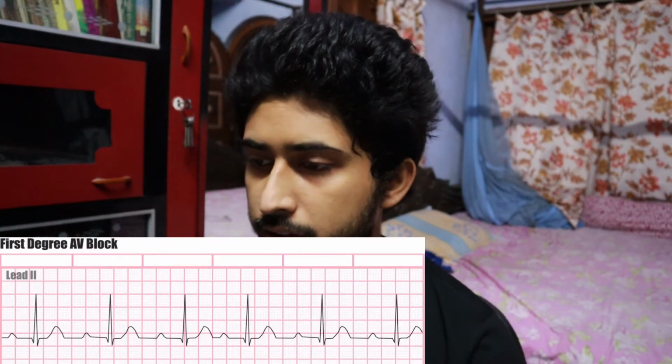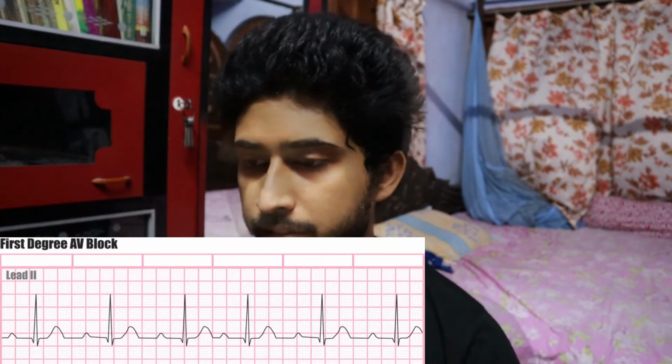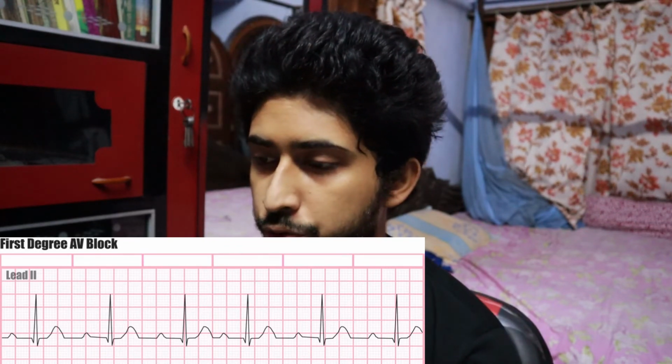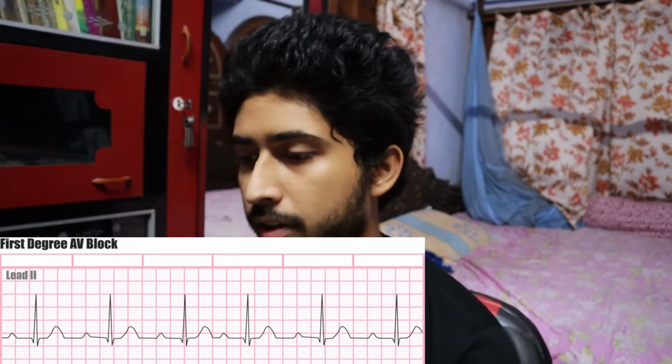Now let's just look at the AV blocks. I'll quickly show you the AV blocks. This is the first degree AV block. The PR interval is longer than usual, more than 5 small squares. So this is first degree AV block.